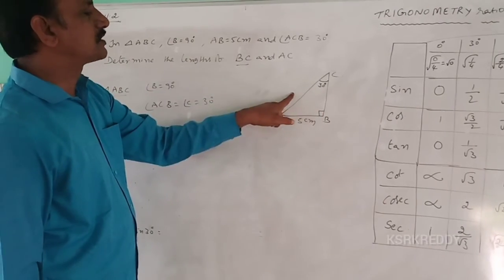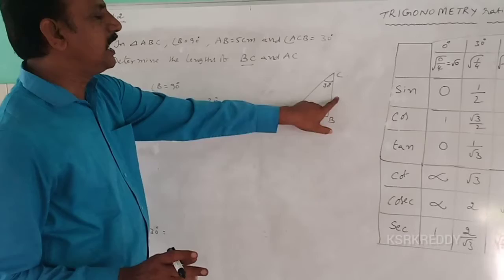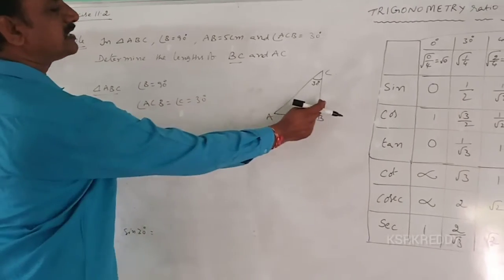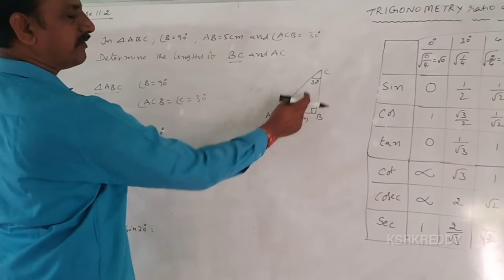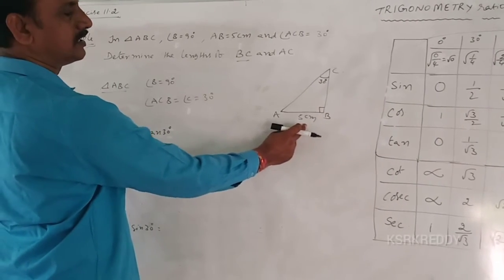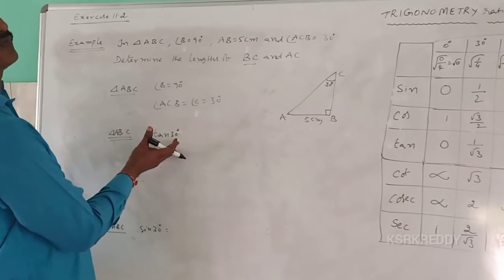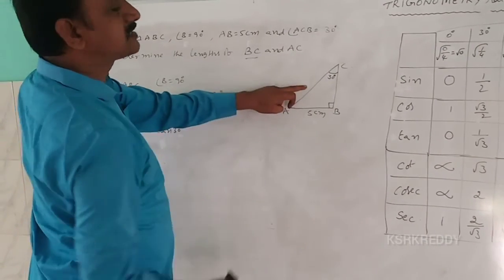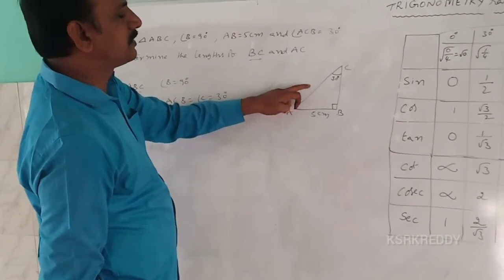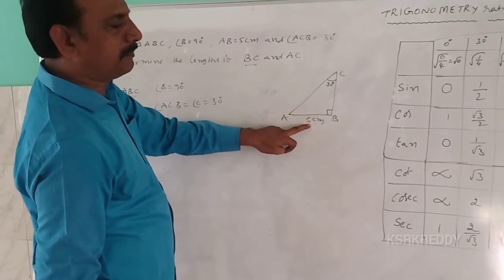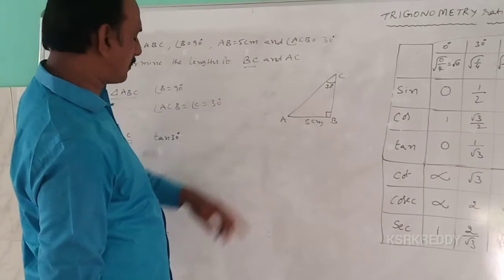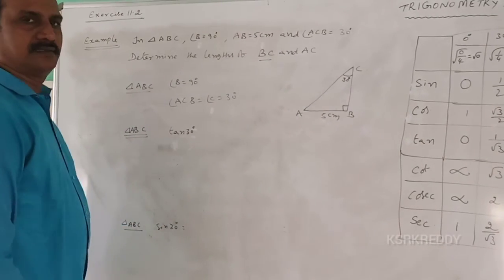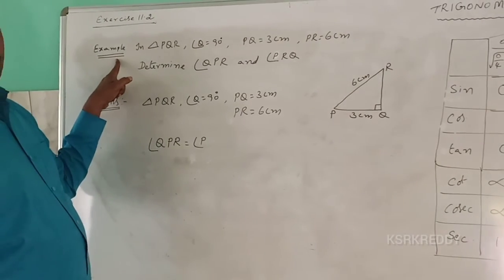So two values are required. Compare the required value and the given value. First one, BC. BC is the adjacent side of 30, and the given value is the opposite side of 30 degrees. So what is the formula? Tan. Apply the tan formula. Okay, do it. And next one, AC. AC is the hypotenuse. The given value is the opposite side. Opposite side and hypotenuse formula is sine. Apply the formula. Okay, do it. These two sides.